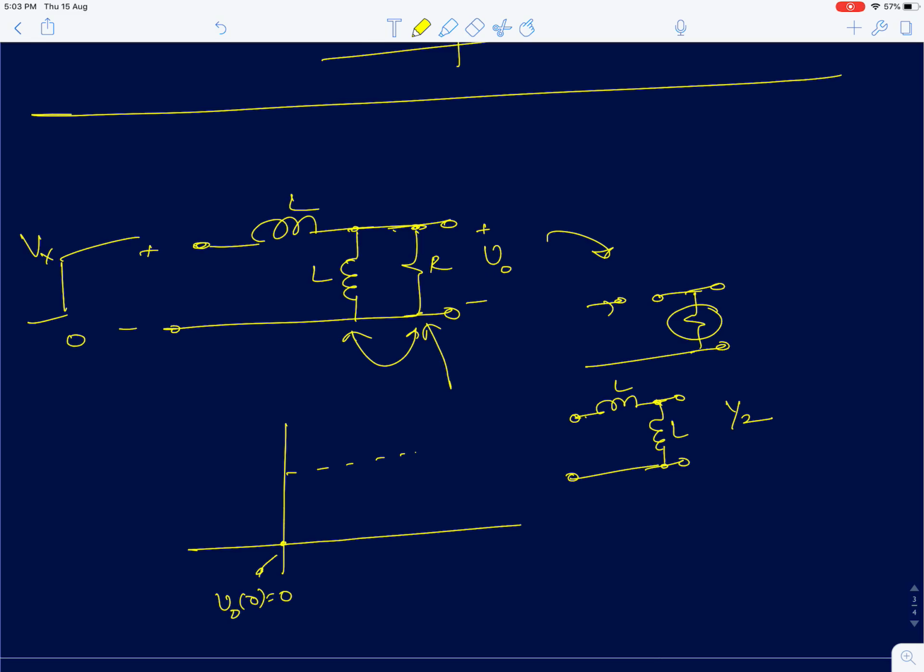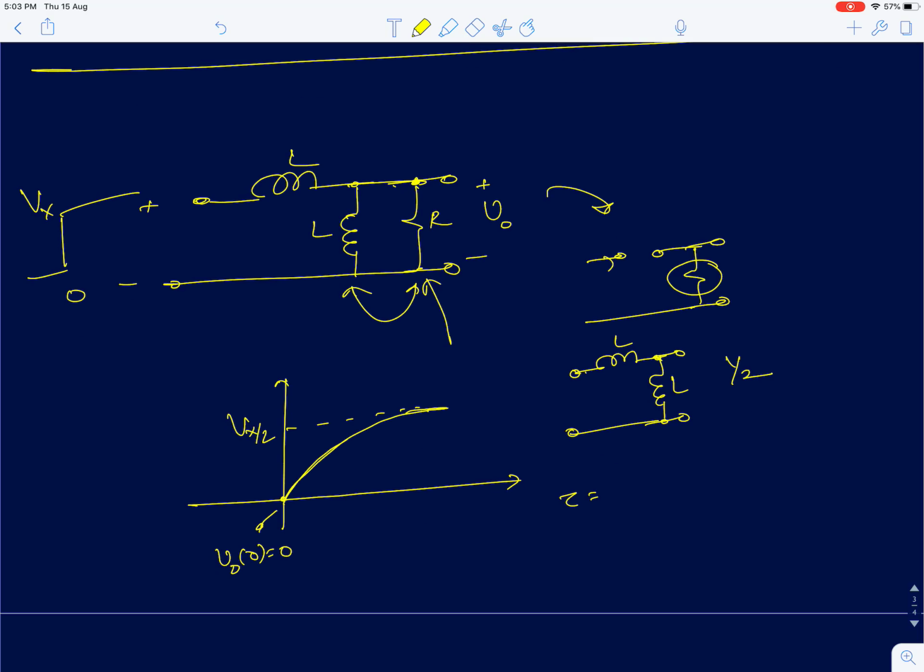So eventually you are going to reach Vx by 2. It's a first order system, so we are again going to reach the final value asymptotically with the time constant given by here. Since there is only one resistor, we can very easily find the time constant as L equivalent by R, the equivalent inductance seen by the resistance. So I am shorting the input. If I find between these two terminals, the equivalent inductance is going to be L by 2, so it is L by 2R.